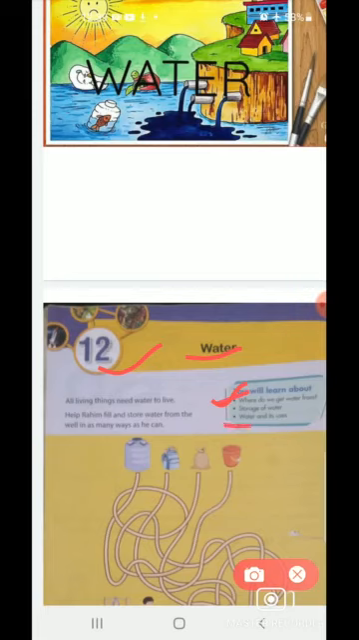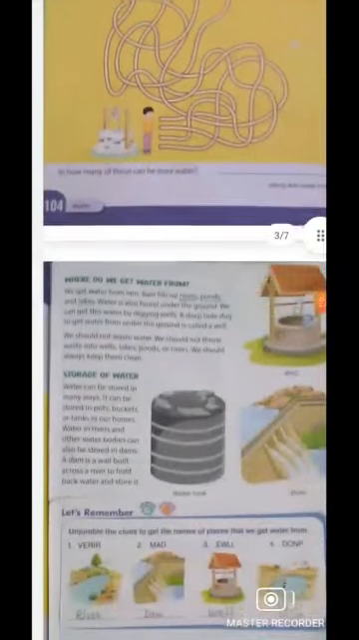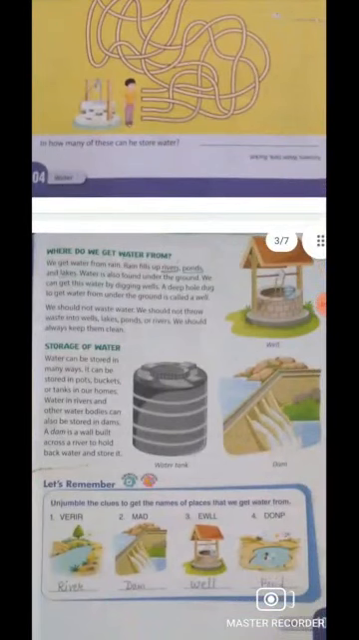Students, first of all, let's know that all living things need water to live. Without water, air and food, living things cannot live. Water is needed by human beings, plants and animals. So let's learn the main points of this chapter. For that, you can see here on the next page.